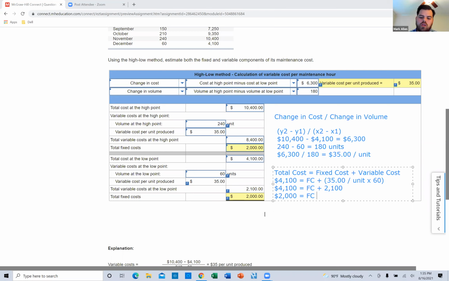And you'll notice you could do this for the high point as well. I just did the low point, but you could certainly do the same analysis for the high point. If you did the high point, then you would simply put the 10,400 here, $35 plus, or $35 a unit times, in that case, it'd be 240. That would come out, I believe, to be 8,400. And then whenever you subtract everything out, you'd come down to the $2,000 also.